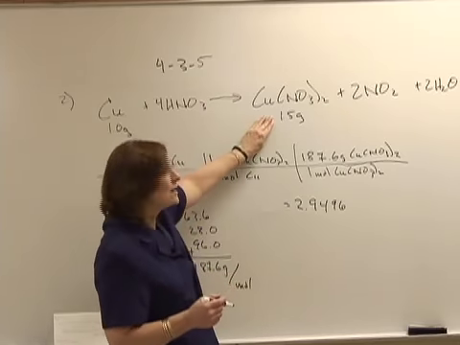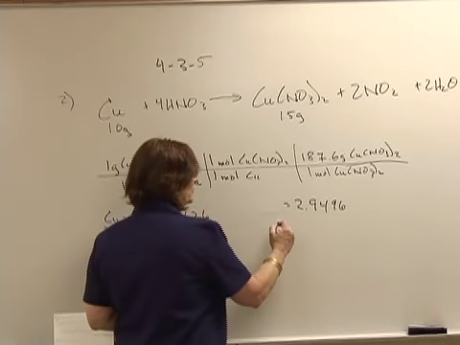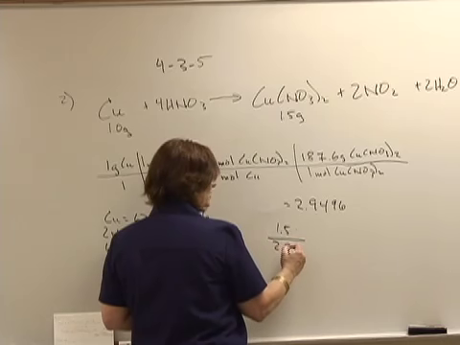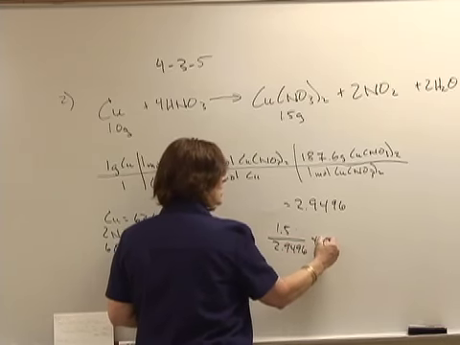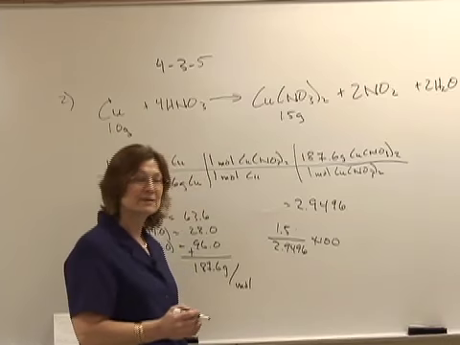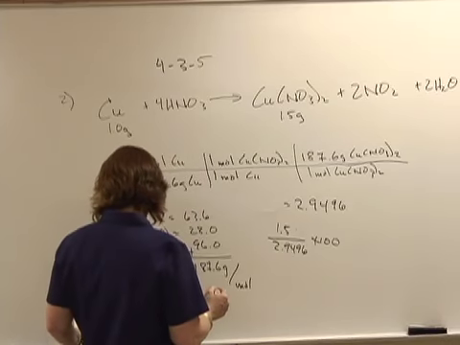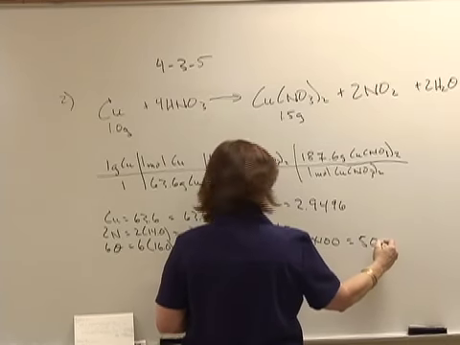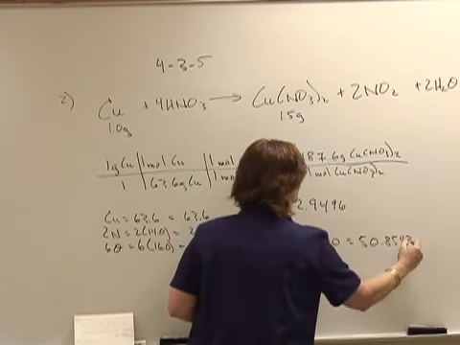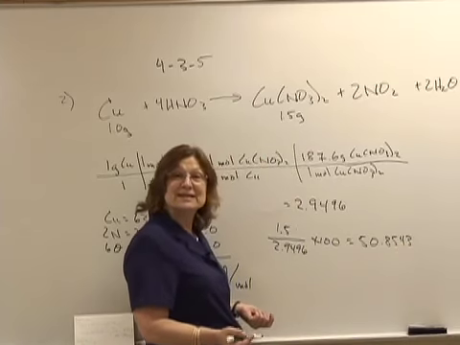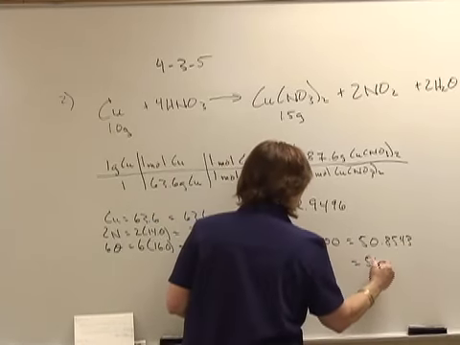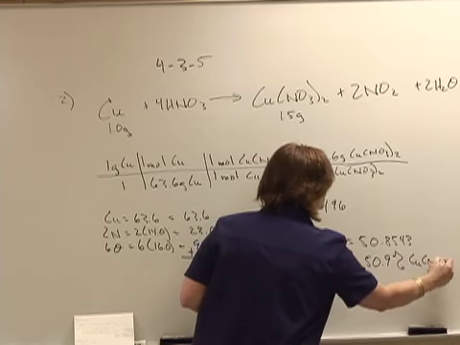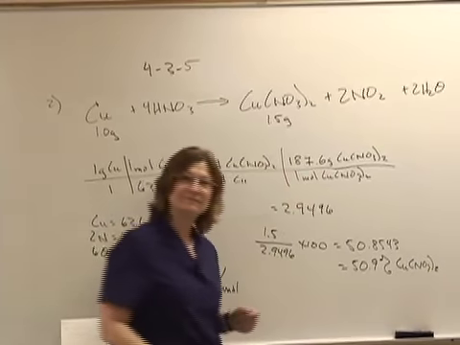Well, the student had gotten 1.5 grams. Therefore, we take the amount that was obtained and we divide it by the amount that was theoretically possible times 100. And then we get 50.8543. And we always take percents to the tenths place, and therefore my answer is 50.9% of the copper 2 nitrate was recovered.